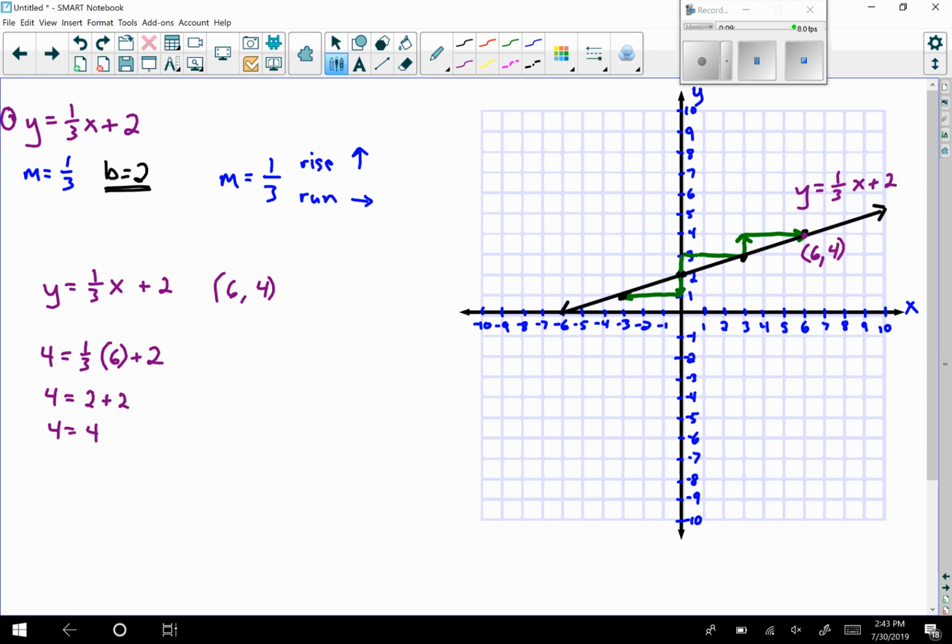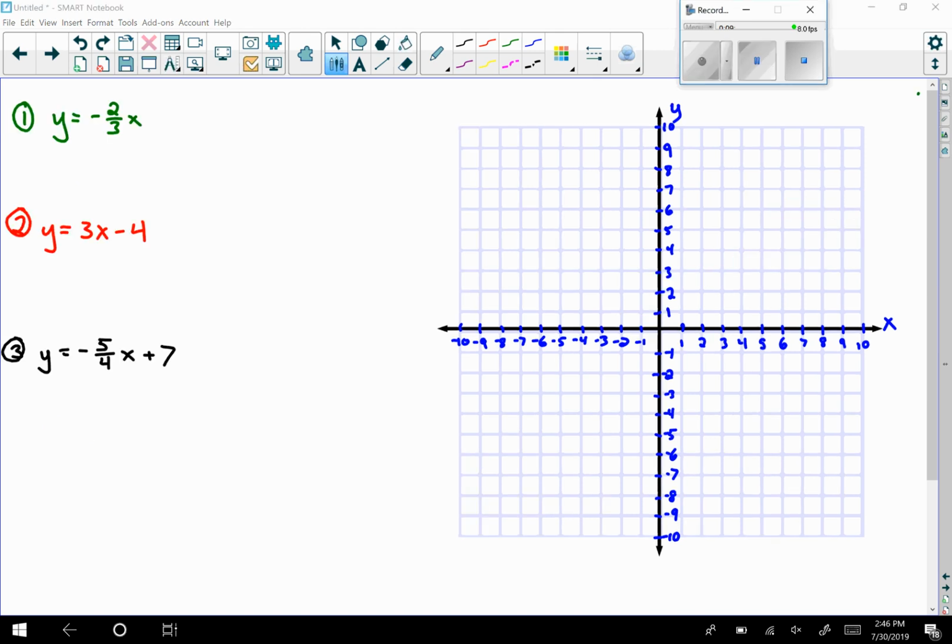So whenever you're asked to verify if a point is on a line, all you have to do is take the ordered pair, substitute it in carefully, the y value, the x value, and you should get a true statement here. So 4 is equal to 4. So I know that the ordered pair 6, 4 is on this line. And that's another way to indicate if I graphed my line correctly. So let's take a look at a few more examples.